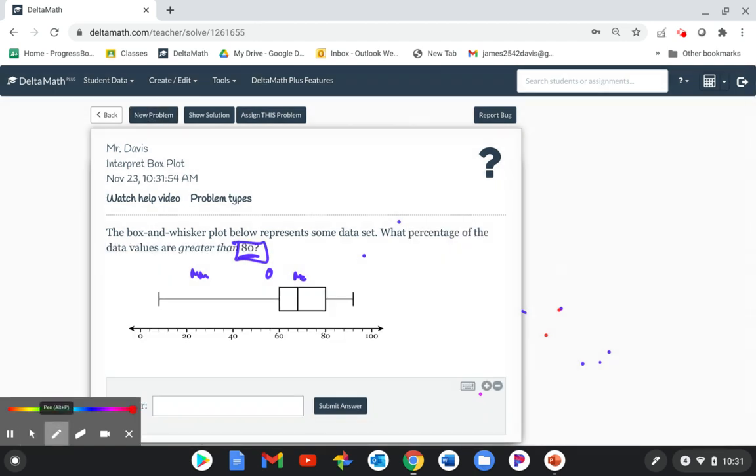There's another one. What percent is greater than 80? So then what you want to do is find 80. That is quartile 3. So greater than 80 is going to be to the right, which is 25% of the data there. All right, hopefully that part makes sense to you.